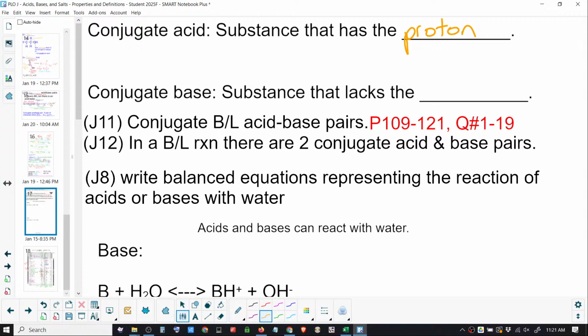So a conjugate acid is a substance that has the proton. A conjugate base is a substance that lacks the proton. We have some conjugate acid, Bronsted-Lowry acid-base pairs to identify. J11 we did in a previous one. In a Bronsted-Lowry reaction, you have two pairs. That's all that says, which we did when we showed it to you, so we don't have to do that as a separate learning outcome. Write balanced equations representing the reaction of acids or bases with water.